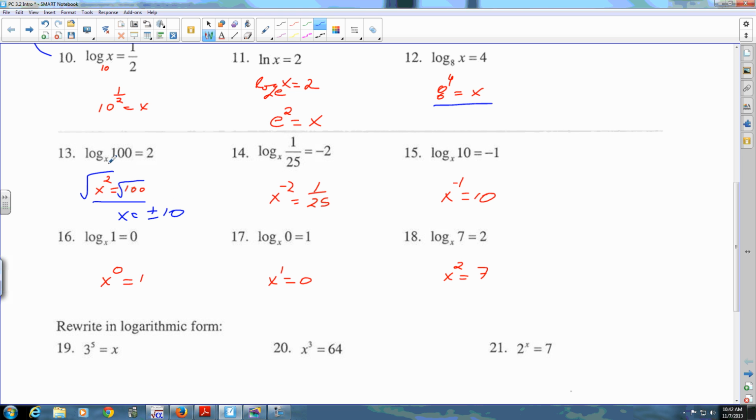Just so you know, you can never have a base that's negative. So even though this may be the algebraic solution to it, you're not allowed to use the negative. The answer to this question is only 10. No negative bases. Later on, we'll work with the understanding of why you can't have a negative base.